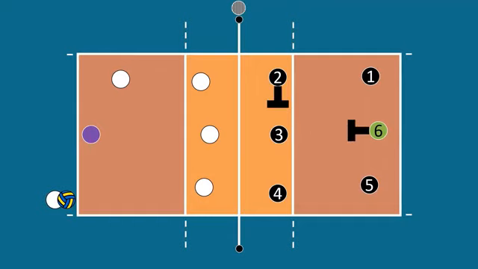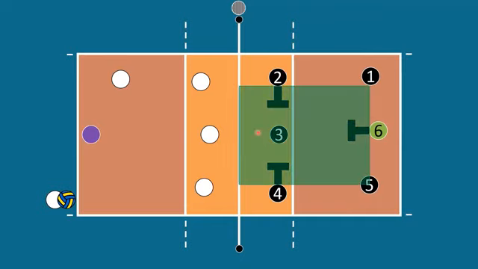Let's take a look at player 3. For player 3, we would look at players 2, 4, and 6. So if player 3 is between them, anywhere in this area following the rule, then player 3 is good. Otherwise, player 3 is out of rotation.